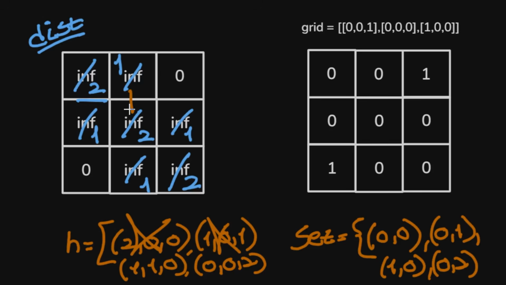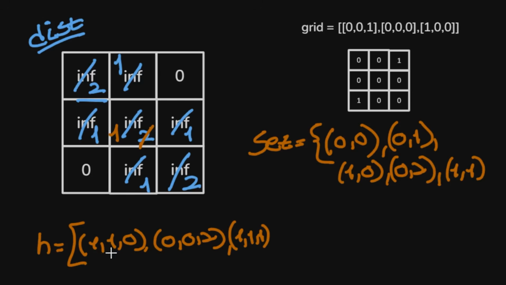If we try to go down, we don't have the coordinates 1, 1 in the set, so we take the minimum between 1 and 2, which is 1, which means that here we need to replace this with 1. And we need to add the corresponding tuple to the set, 1, 1, and here we add the tuple with the new cost 1 and the coordinates 1, 1.